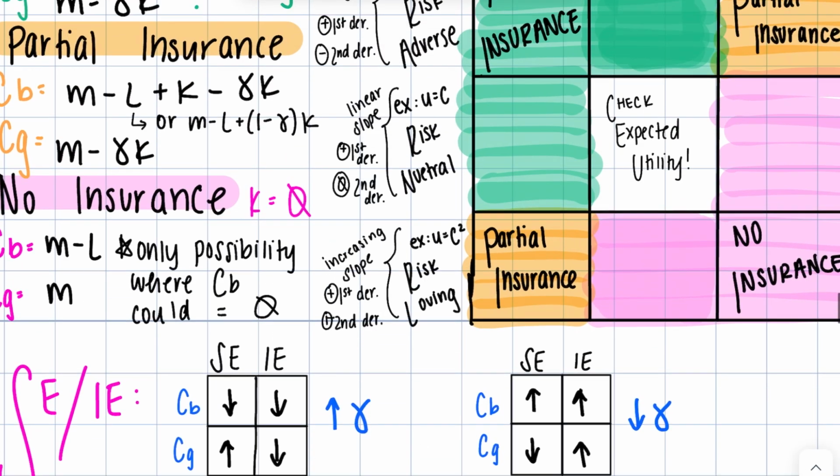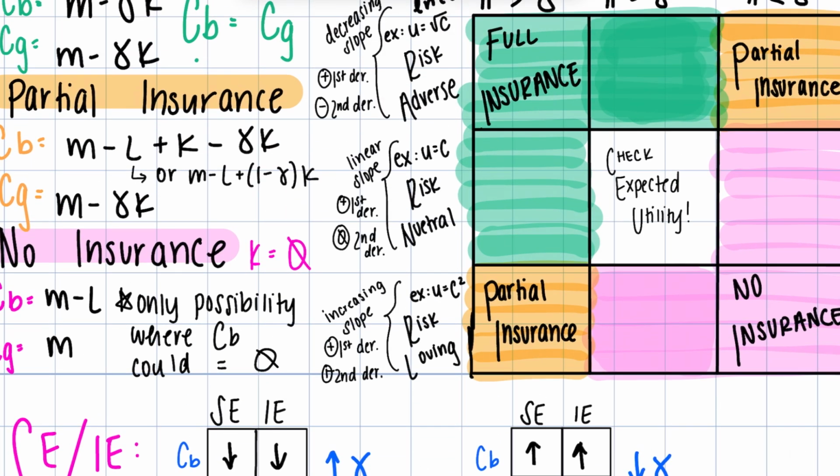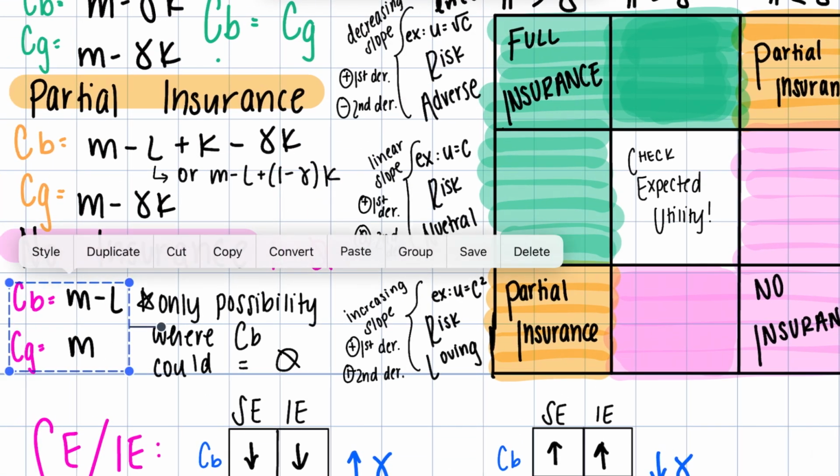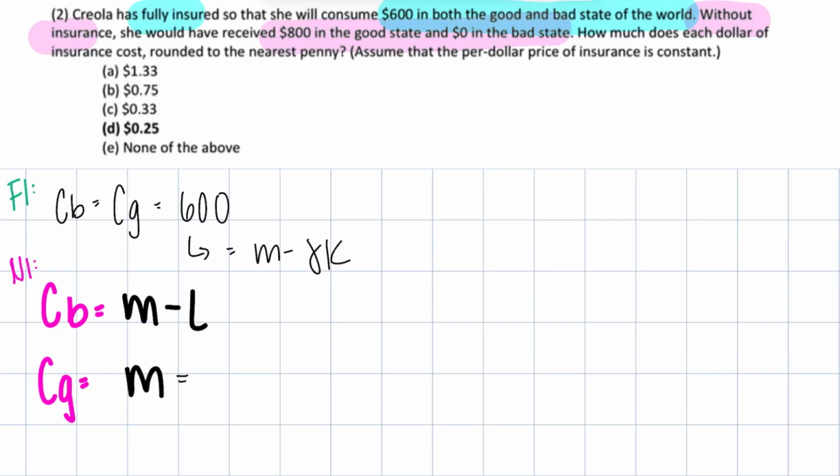If we go up to what our no insurance equations are, we have m minus l or m. These no insurance equations are giving us a hint as to what our income and our loss are. Since it says that under no insurance, our consumption in the good state would be $800, we know that this m must be equal to 800. Since under no insurance, in the good state, you just get to keep all your income. You didn't buy any insurance, so you just get to have your income.